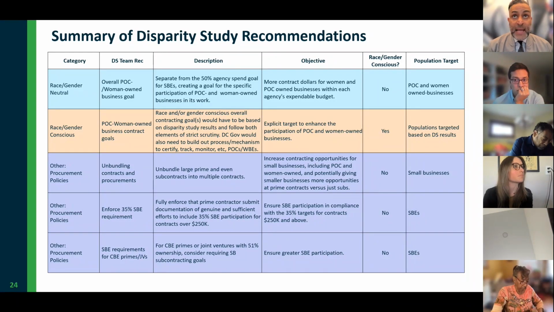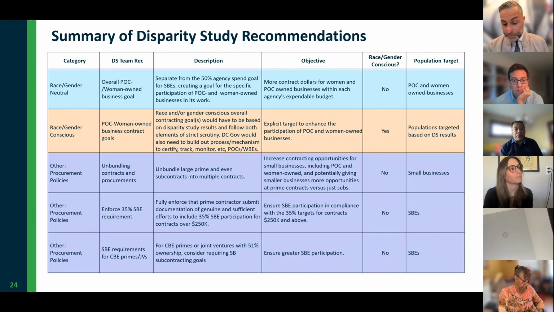DC government would establish participation goals for POC and woman-owned businesses based on their availability for the types of work involved in a particular project. Those goals would be established prior to project solicitation, and prime contractors would have to meet those goals or show good faith efforts in trying to meet them in order for their bid or proposal to be considered responsive. That's a race and gender conscious measure that lots of organizations across the country use, and we think that DC government should consider using them as well, based on results from the disparity study.